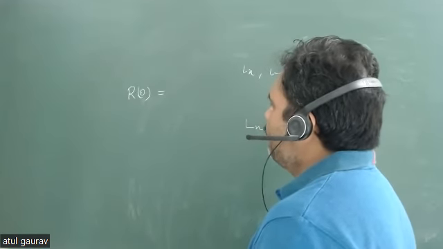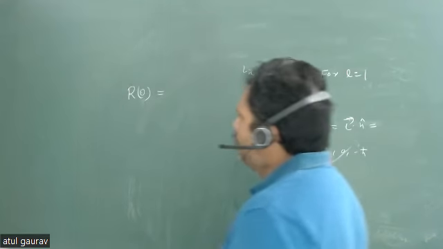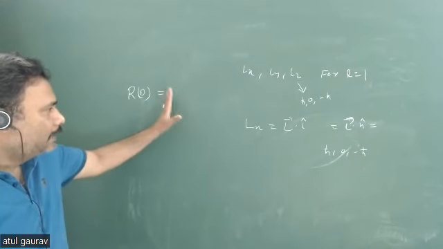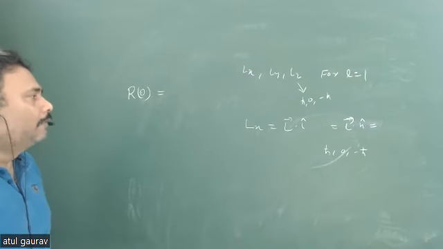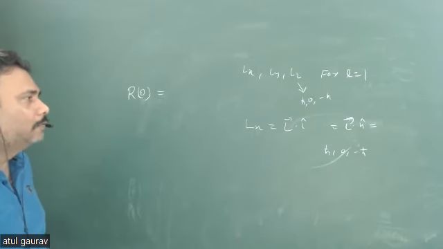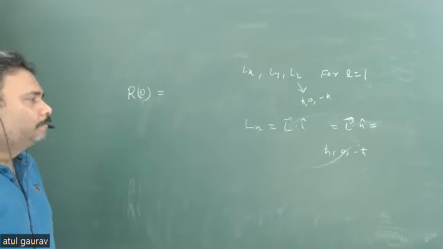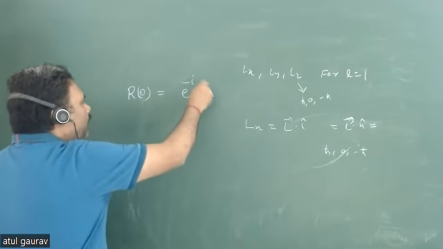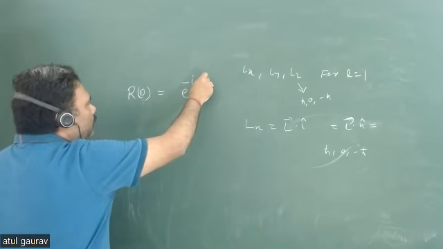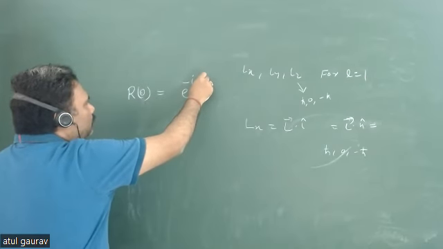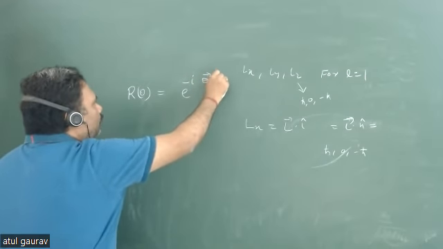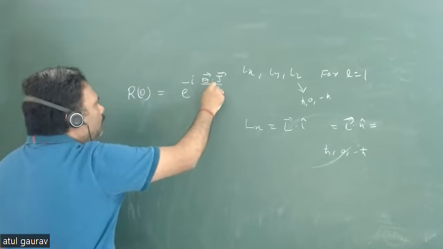Tell me, cos theta minus sin theta. Rotation. I am writing the rotational matrix in a quantum mechanical form. Which operator are you going to use here? e to the power minus i theta dot J vector divided by h cross. So that value is equal to e to the power minus i theta dot J by h cross.